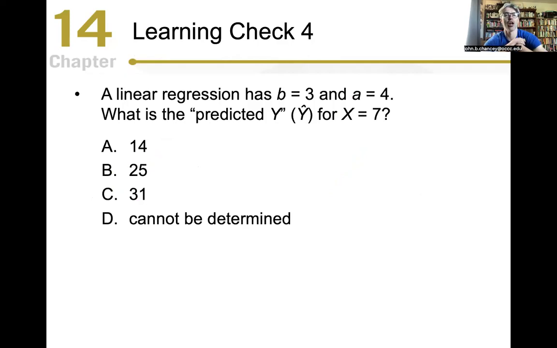Okay, learning check. A linear regression has b equals 3 and a equals 4. What is the predicted y, y prime, for x equals 7? Is it a) 14, b) 25, c) 31, or d) cannot be determined? Fun fact, it is not d. You can eliminate that one. We do have enough pieces there to predict.